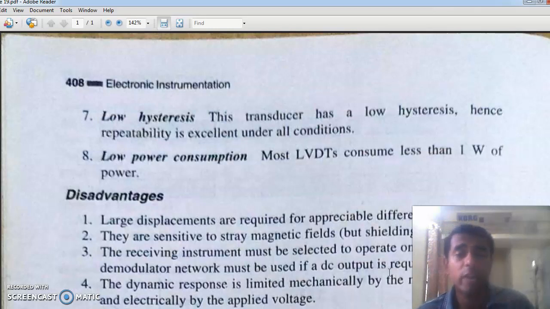While we move towards the left, suddenly the voltage magnitude changes to positive. There is no lag there. And when we move the arm towards the right, we have negative voltage coming. So there is again no lag, that is, in the time taken to change from positive to negative or negative to positive. There is no lag time. Along with the displacement, the voltage also changes. That means it is having low hysteresis. And one advantage is that it has very low power consumption, less than 1 watt.